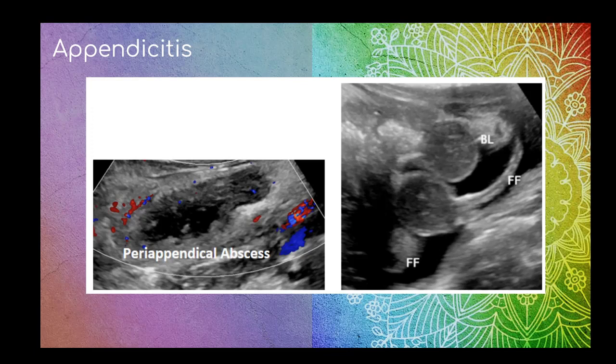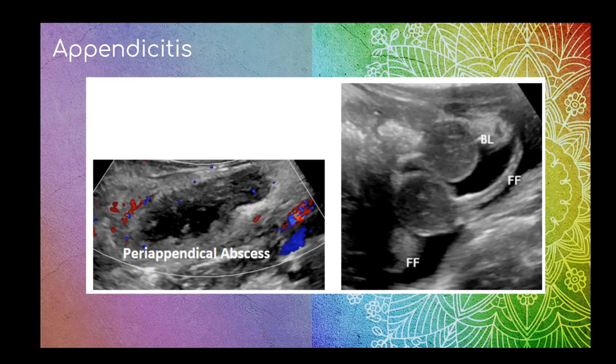So appendicitis, remember all of the tips that we went through. You're going to use a linear, usually a 9-3 or a 12-5 probe, linear probes. We're a little restricted by the size of the patient. Adults, it's a little tricky to find unless you're really, really good at it, or they're really thin, or their bowel is just cooperating really well.